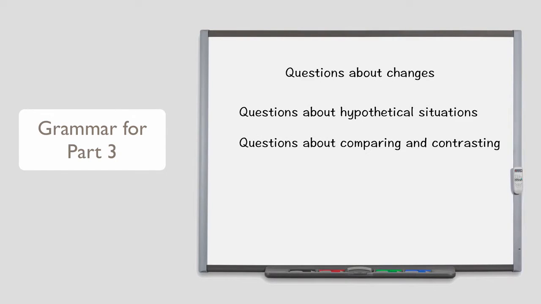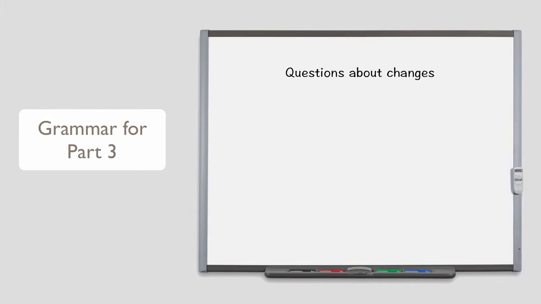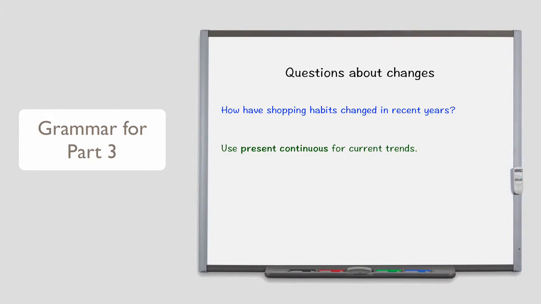Let's look at the first type, questions about changes. The examiner may ask, how have shopping habits changed in recent years? If you get such a question, you need to think carefully about the tenses that you are going to use in your answer. If you want to talk about a current trend, use the present continuous. Well, I think people are shopping much more now than in the past.